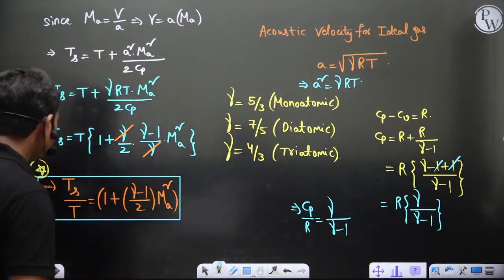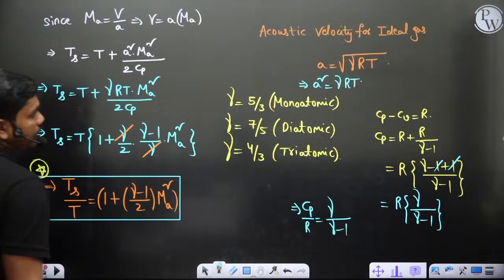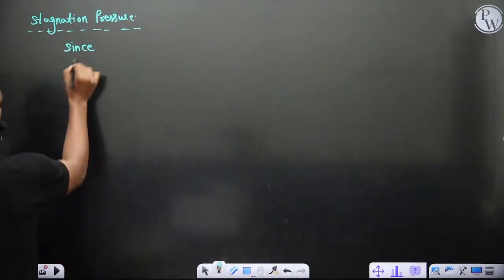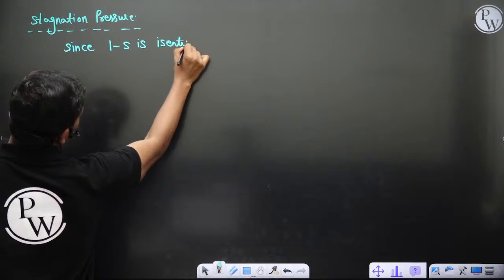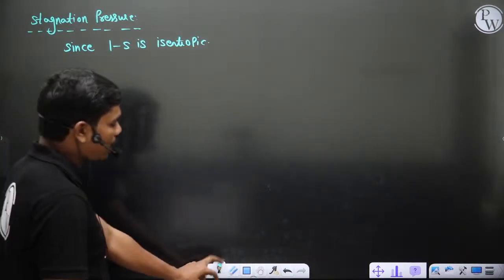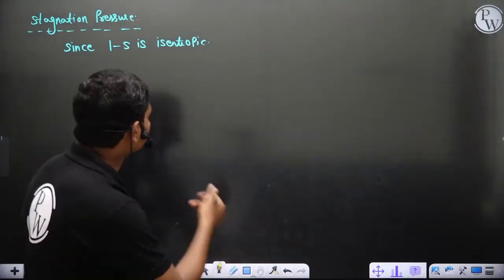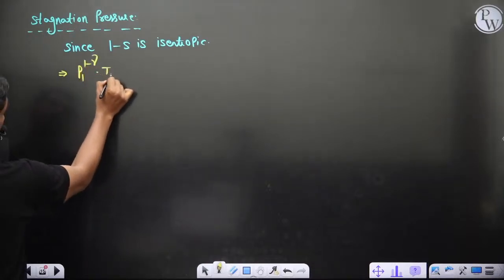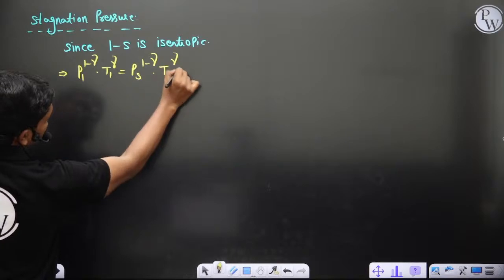Good. So let's see now stagnation pressure. If I call this point 1 and this point S, then 1 to S is isentropic. Of course it is reversible only, we are not taking any irreversibilities as of now. In reality there are certain irreversibilities and you have correction factors, but in this GATE syllabus we have only the isentropic case. Then we know P1 power 1 minus gamma into T1 power gamma is equal to PS power 1 minus gamma into TS power gamma.